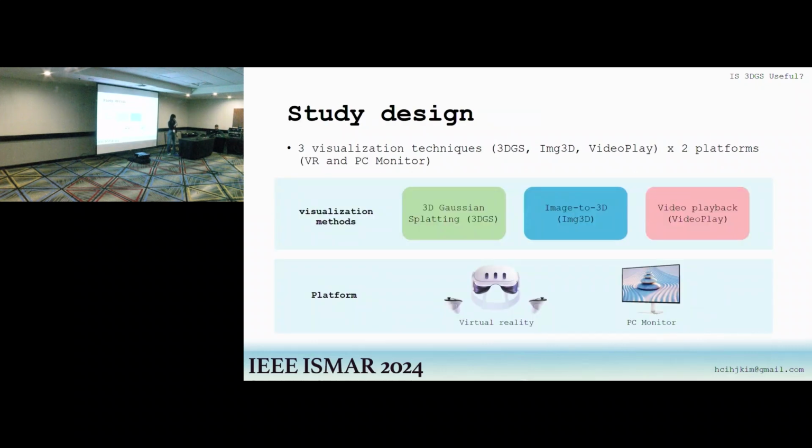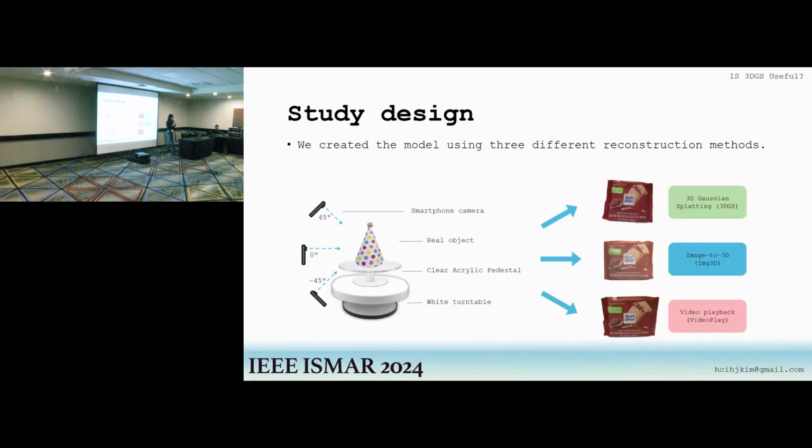So we designed a 3x2 experimental design to evaluate 3 different visualization techniques, 3D-GS, image-to-3D, and video play, and 2 different platforms, VR and PC monitor. We adopted a method that allows anyone, even non-computer professionals, to easily create a 3D model. We used a smartphone camera to take videos of rotating objects from 3 angles: top, middle, and bottom of the object.